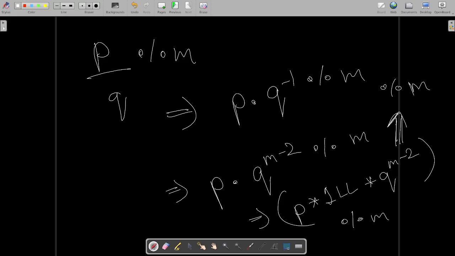Tell me, do you understand this page? This page is what I have been teaching for the entirety of today's class. Tell me if you have doubts in this page. So anytime you come across a question, this is what you will be asked. When you have to report P by Q modulo M, this is what you will have to report.